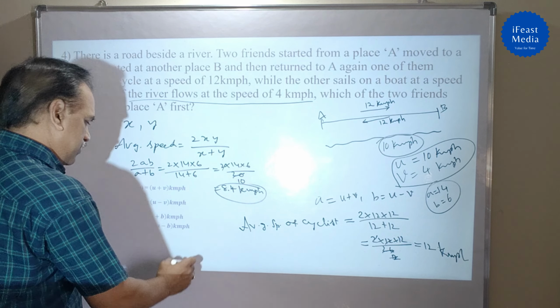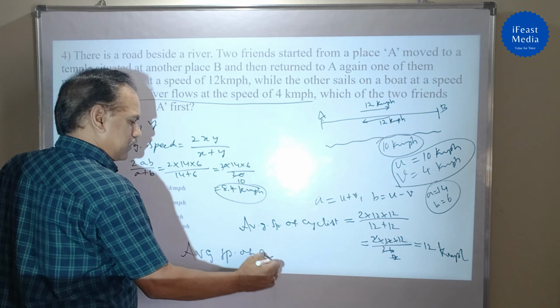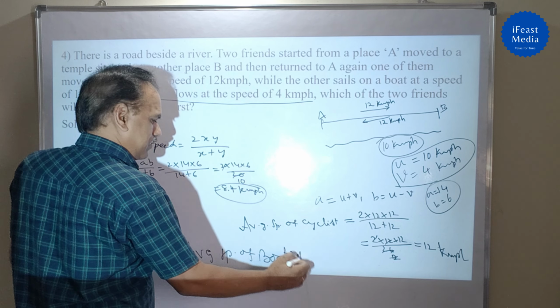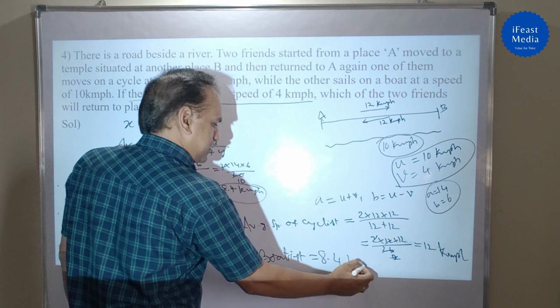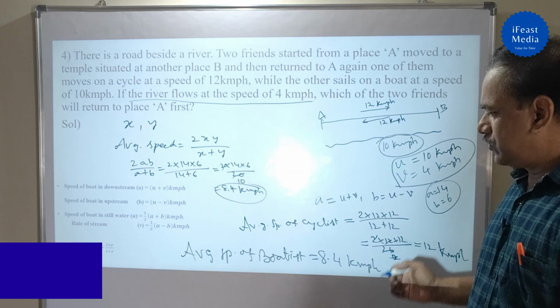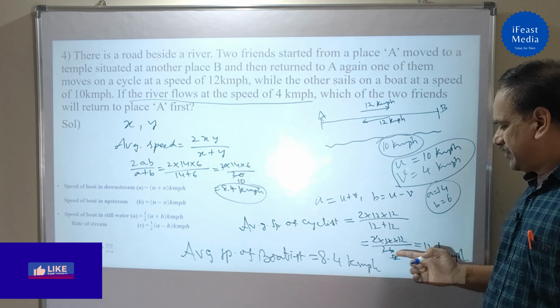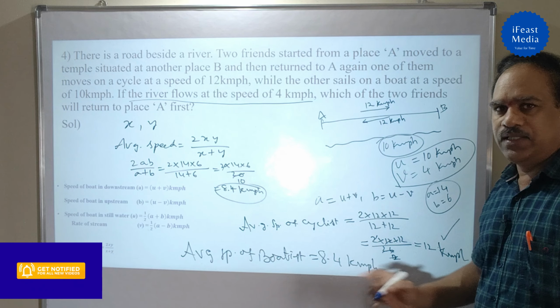So the average speed of the boatist or sailor is 8.4 kmph. The average speed of the cyclist is 12 kmph. So who reaches first? Obviously the cyclist will reach first, because his average speed is more than the average speed of the boatist.